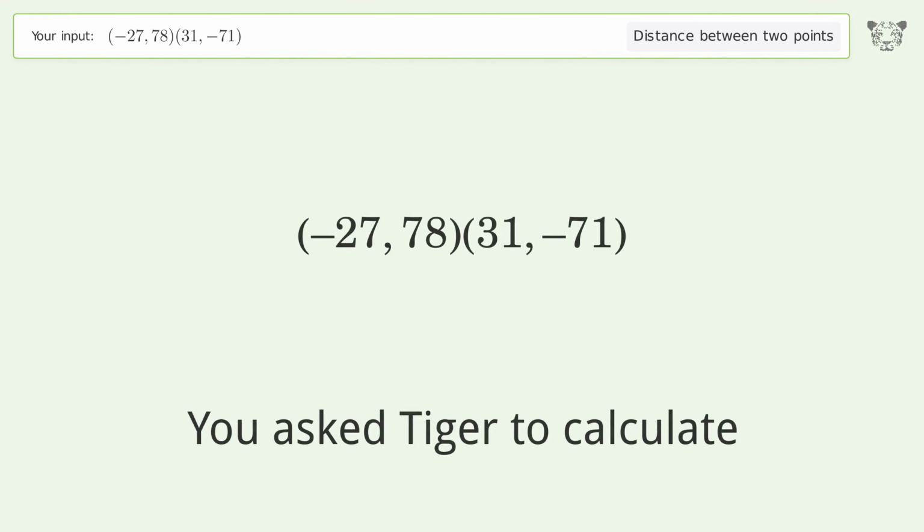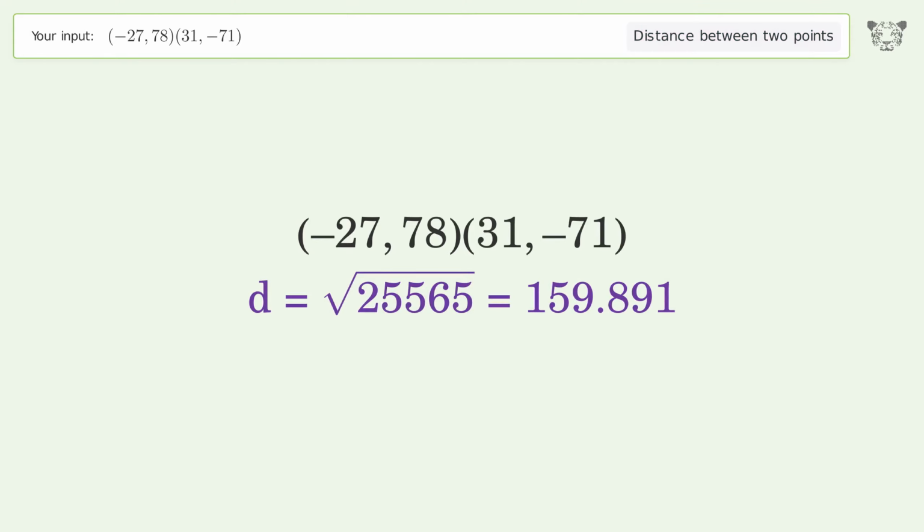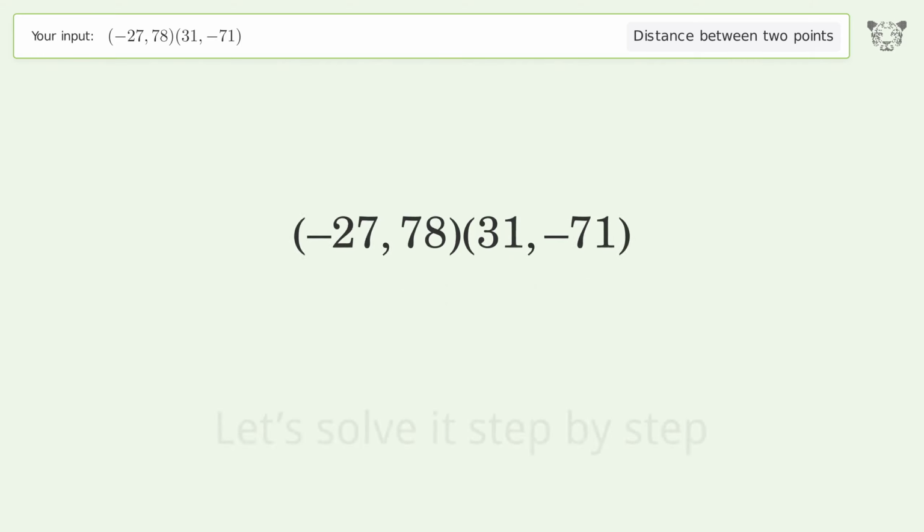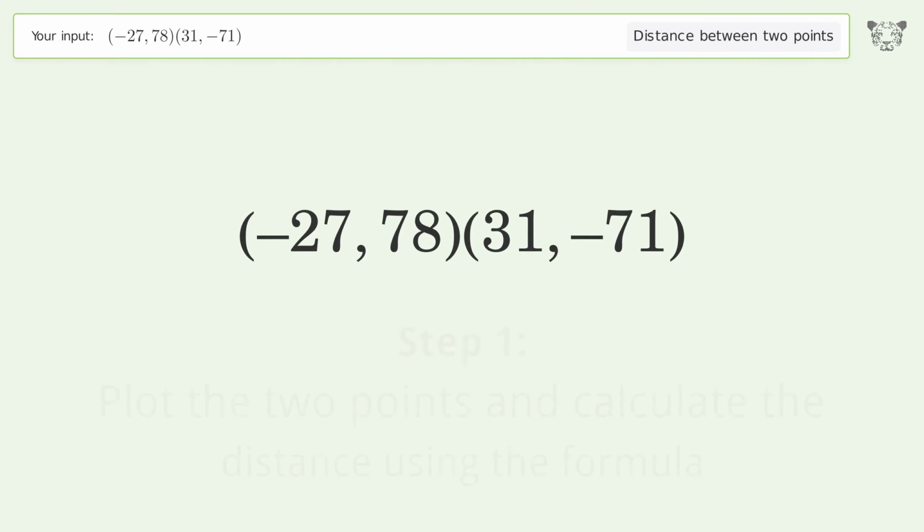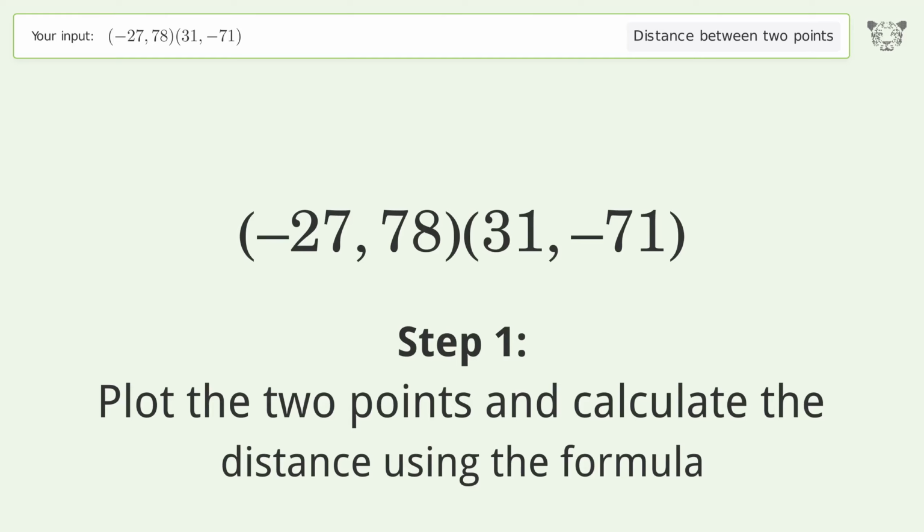You ask Tiger to calculate. This deals with the distance between 2 points. The distance between the 2 points is the square root of 25,565 or 159.891. Let's solve it step by step. Plot the 2 points and calculate the distance using the formula.